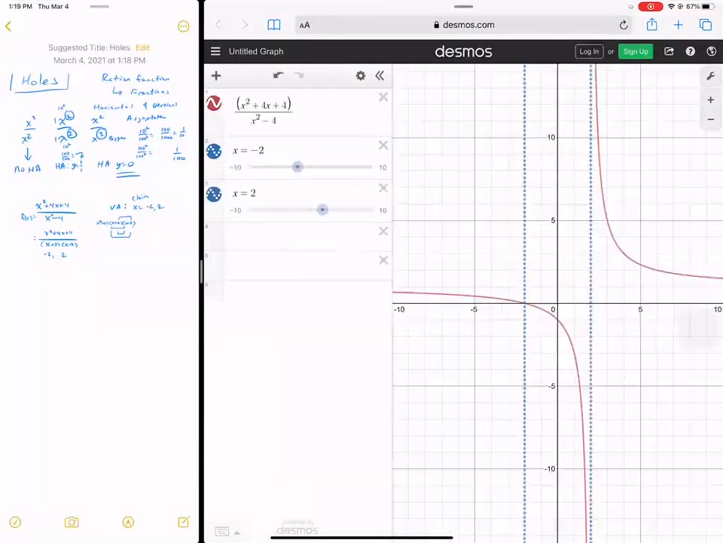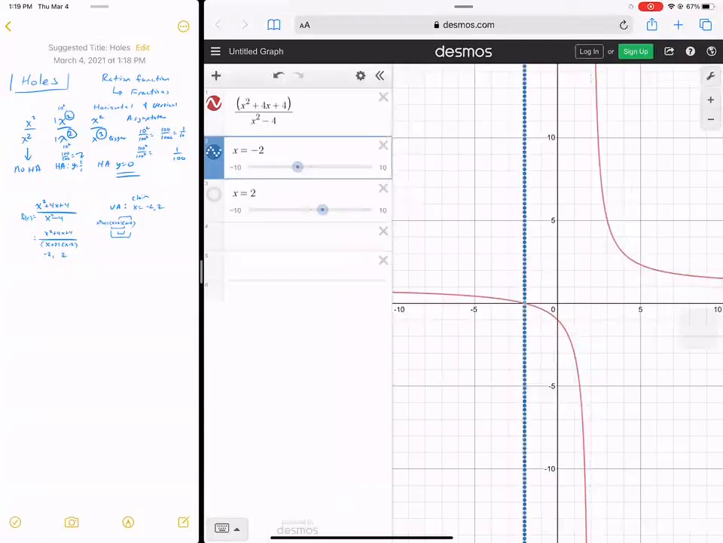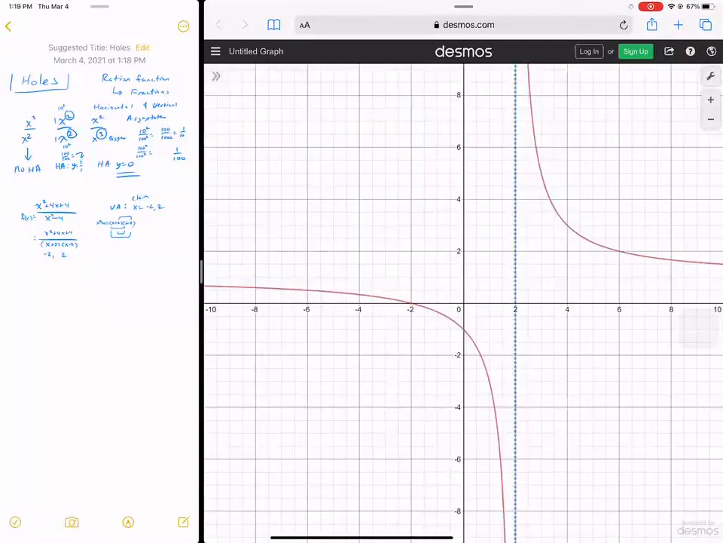I'm going to show you something real quick. Let me get rid of the second asymptote here. We were supposed to have two, but we only have one. Why is that, and was this predictable? Why do we only have one when it looks like we should have had two?